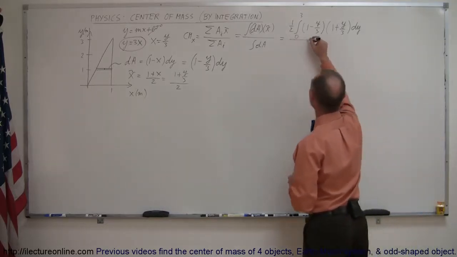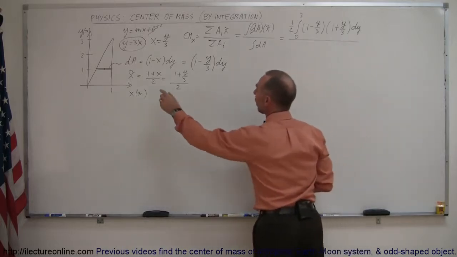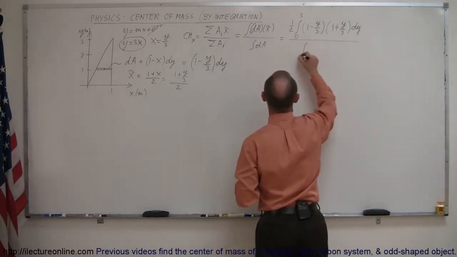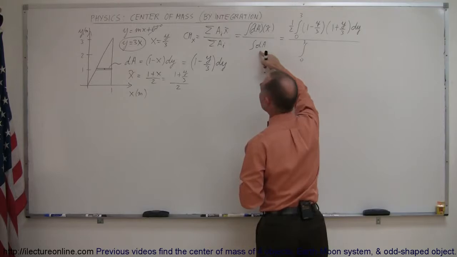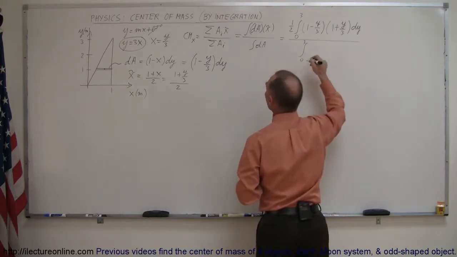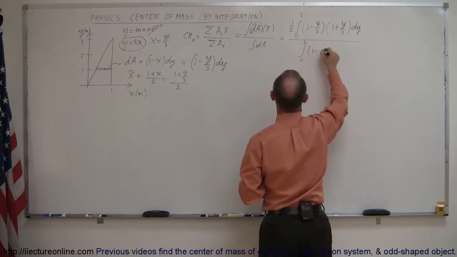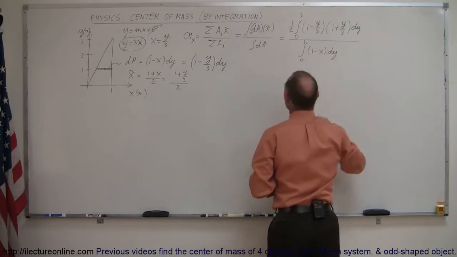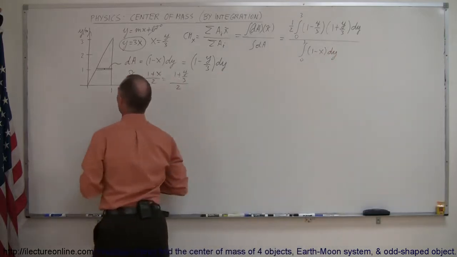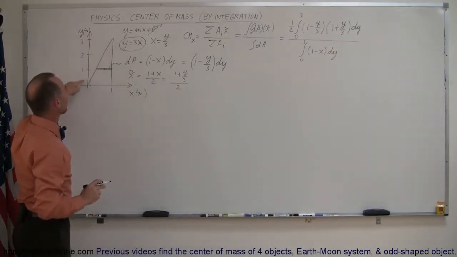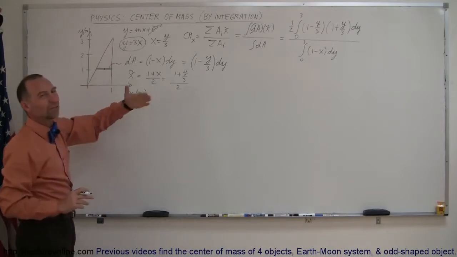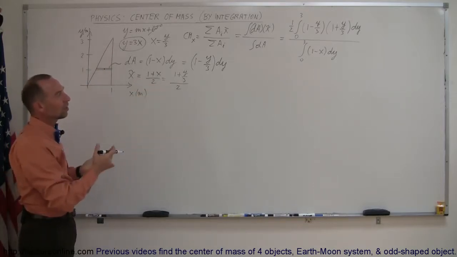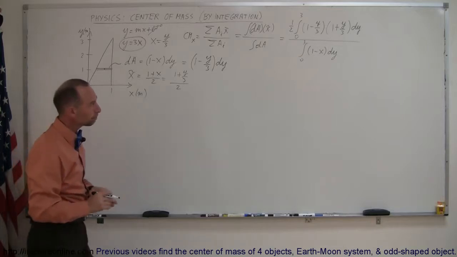And I'm going to divide that by the area of that little segment integrated, so the integral from 0 to 3 of my dA, and my dA is going to be (1 minus x) dy. Now, of course, if we're a little bit smart about it, we can see that it's fairly easy to find the area of this whole plate, so we really don't need to integrate it, but I'll just go ahead and do it as an illustration anyway.